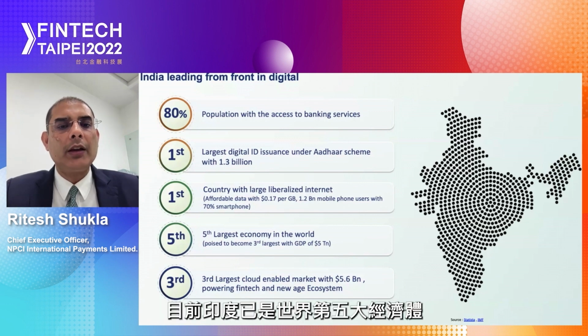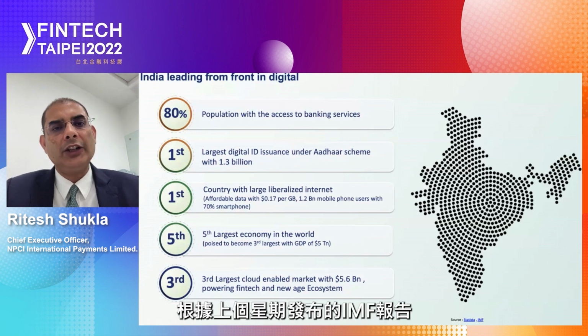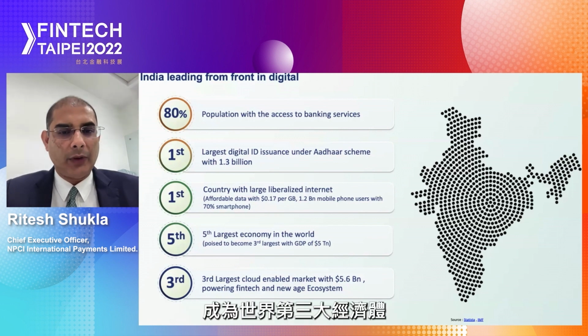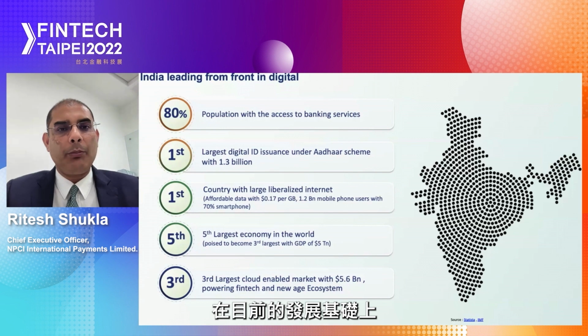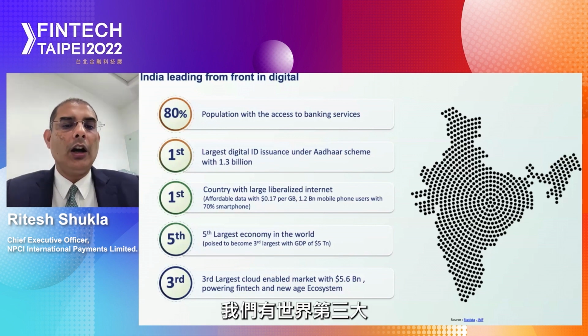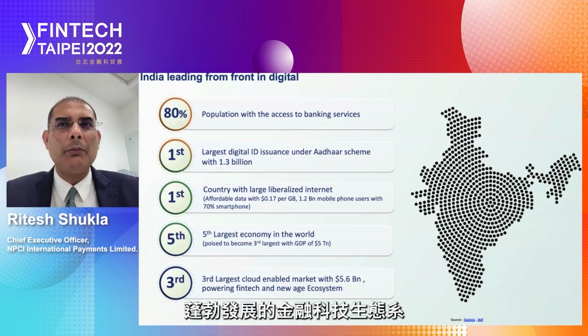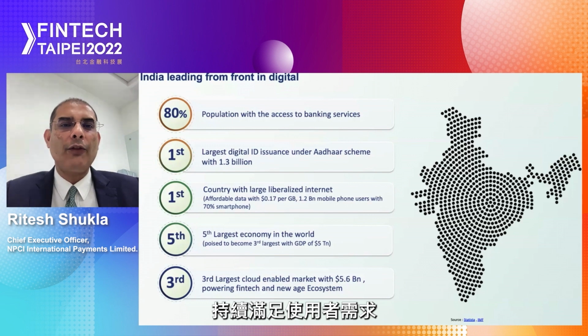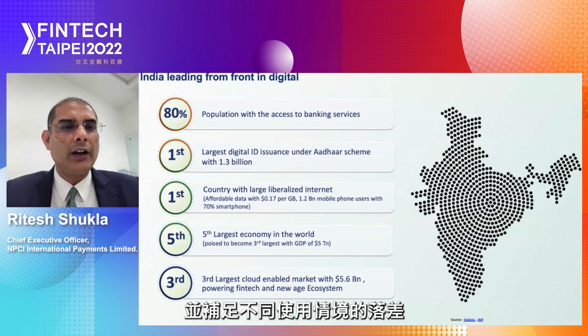And today, as we speak, India has already become the fifth largest economy in the world. And as per a recent report by IMF, which was published I think last week, we are slated to be third largest economy in next 5 years. So, given what is happening fundamentally at a ground level, I think we are in a very beautiful trajectory. We have today the world's third largest thriving fintech ecosystems. We have some beautiful companies who have created solutions and are now fulfilling the consumer needs and are fulfilling the gaps around different use cases.